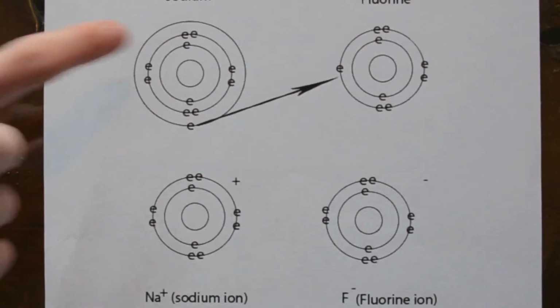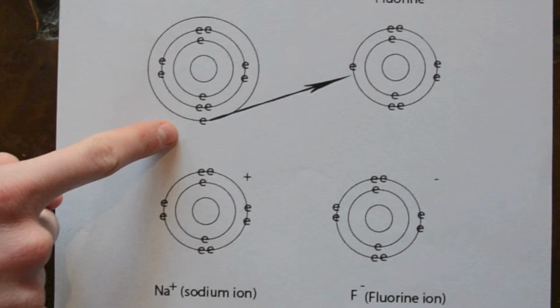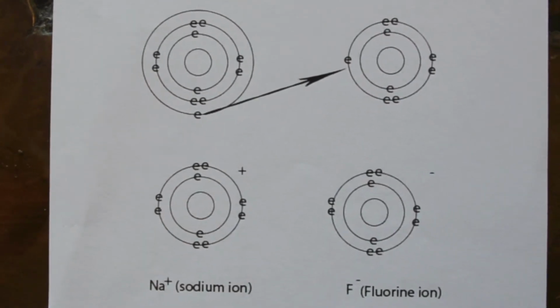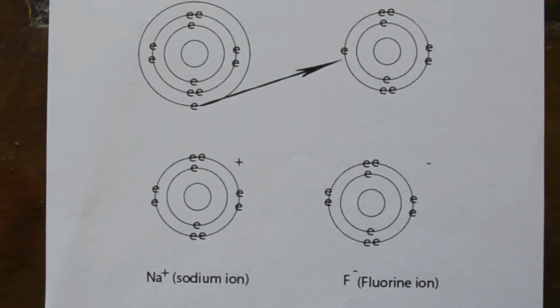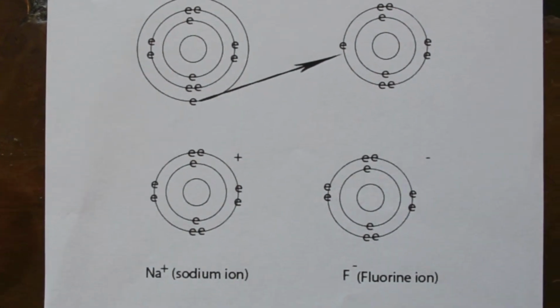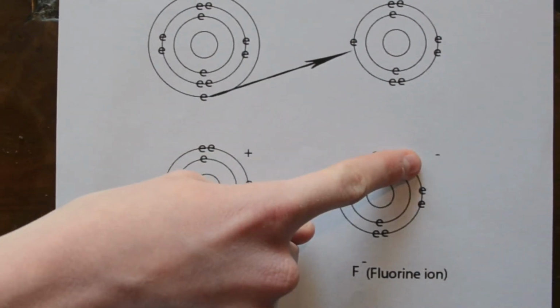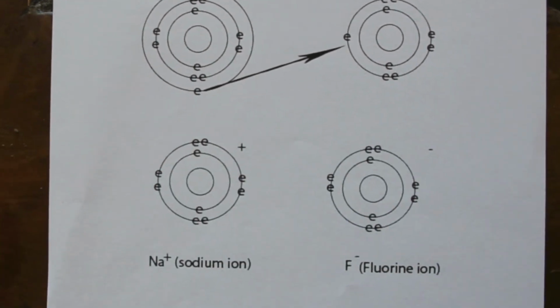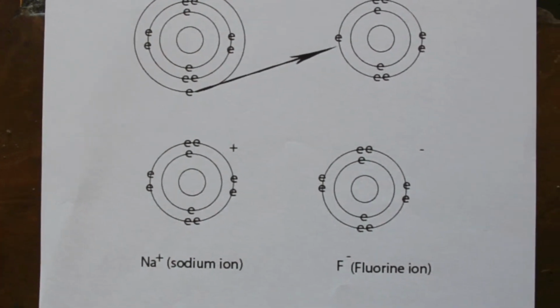Here we have a sodium atom and a fluorine atom. Since sodium has 1 valence electron, it will get rid of it. Since fluorine has 7 valence electrons, it will gain the extra electron that sodium got rid of. Now sodium has a positive charge and fluorine has a negative charge. Because of the electromagnetic force, sodium and fluoride will be attracted to each other and form a bond.